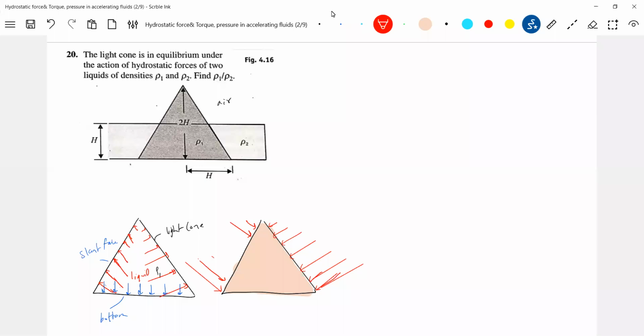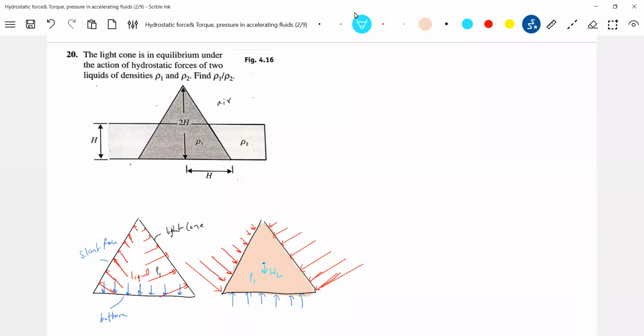These are time consuming problems. In turn, the bottom will also exert force, and the weight of the liquid. I think I have shown everything. So this is the liquid rho 1. What is the radius of this? 2r. So these are the forces acting on the liquid column.